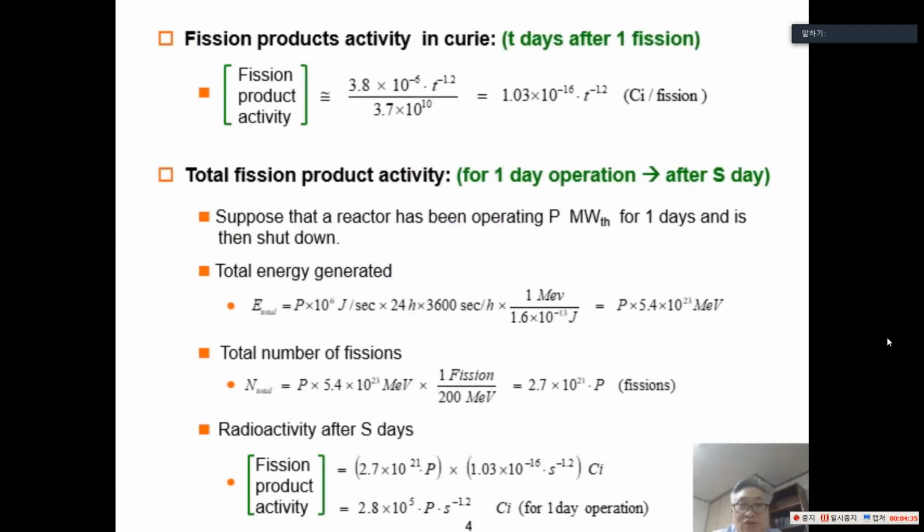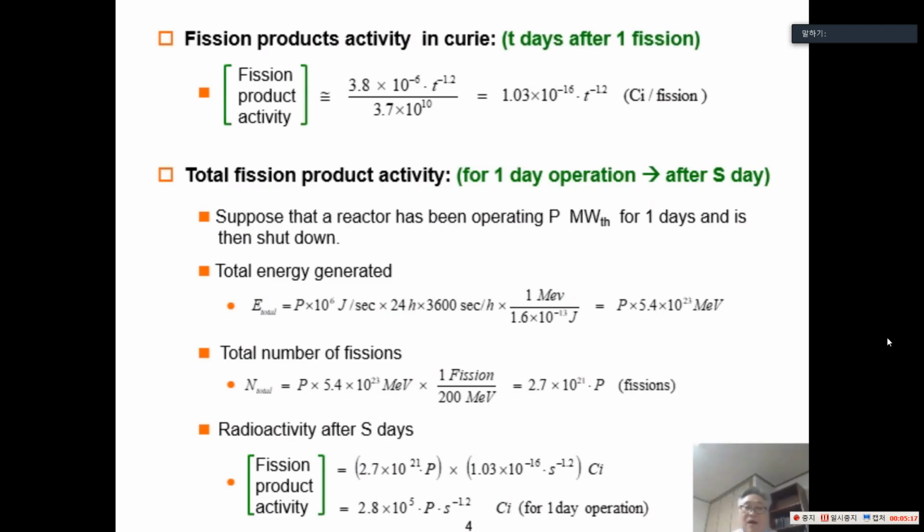Now we will change the unit. 3.8 times 10 to the minus 6 t to the minus 1.2. This is the fission product activity. We would like to change the unit into curie. 1 curie means 3.7 times 10 to the 10 disintegrations per second. So we divide the number by 3.7 times 10 to the 10 to change the unit with the curie coefficient. So the first line shows how we change the unit.